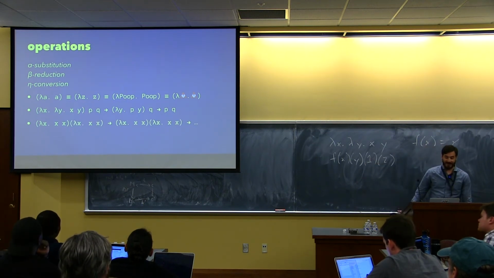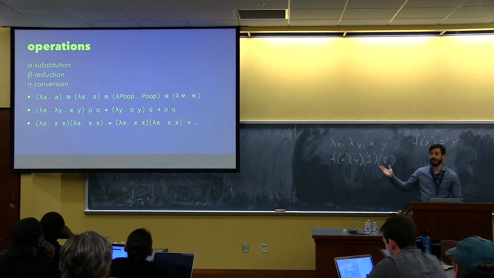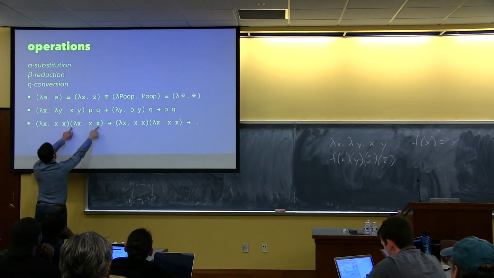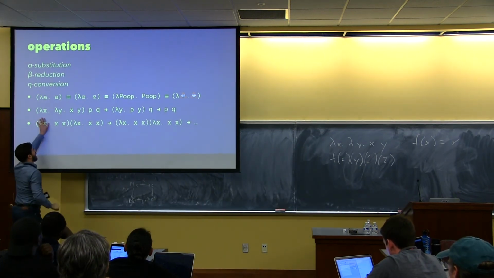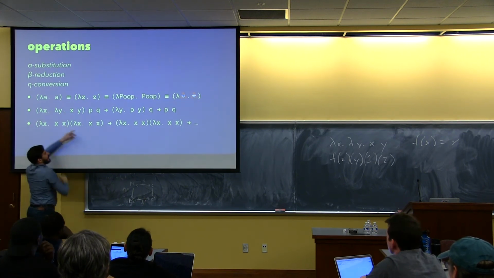Lambda x dot xx applied to lambda x dot xx, and when we reduce that, we get the same thing, right? Because if you plug this into this expression, this x goes away, and you actually substitute this for both of these x's, right? And then you get the same thing again.